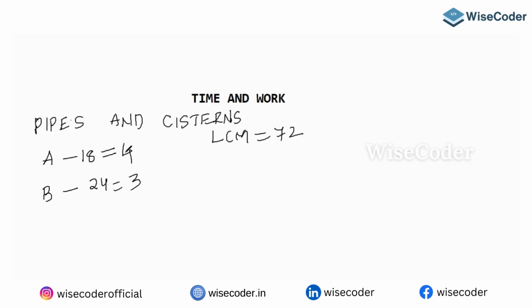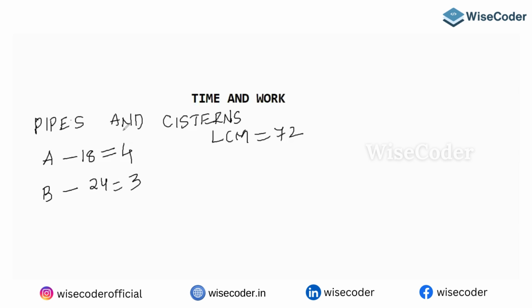So you need to understand, this is where your common sense will come into the picture. The question is damn simple. Convert this question into a time and work question, because there is no negative work. Assume A can do a work in 18 days, B can do the same work in 24 days. So the LCM I got is 72.